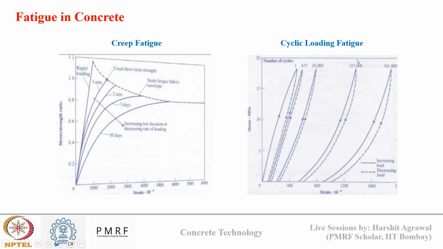While in cyclic loading fatigue, it is like load is applied, then it is unloaded, then loaded, then unloaded. So in this way, there are cycles of loading on a structure, which brings a lot of strain development in the structure.